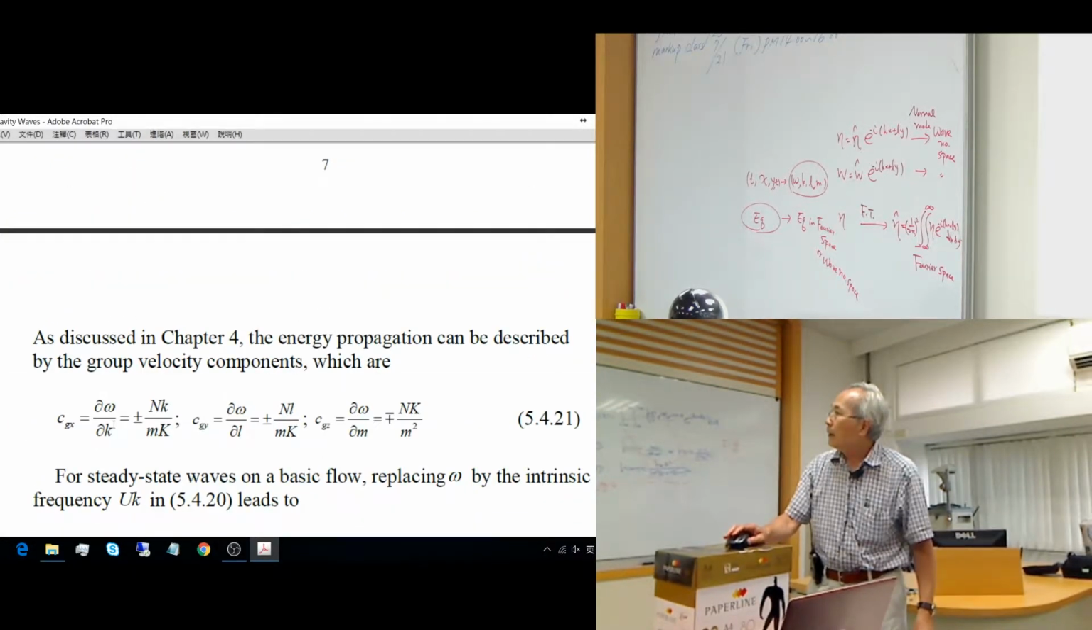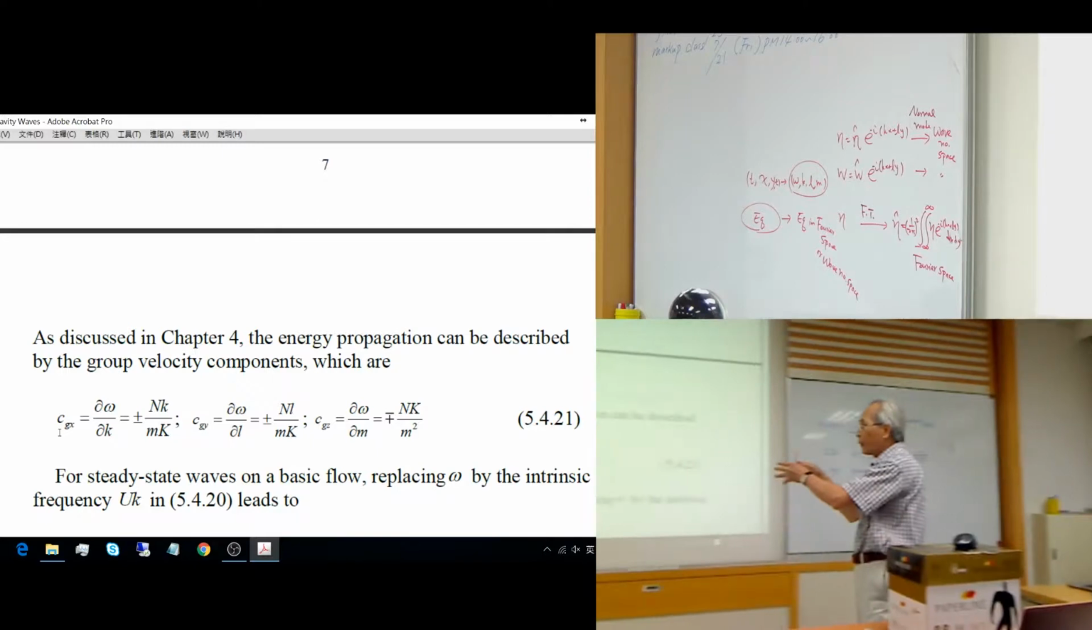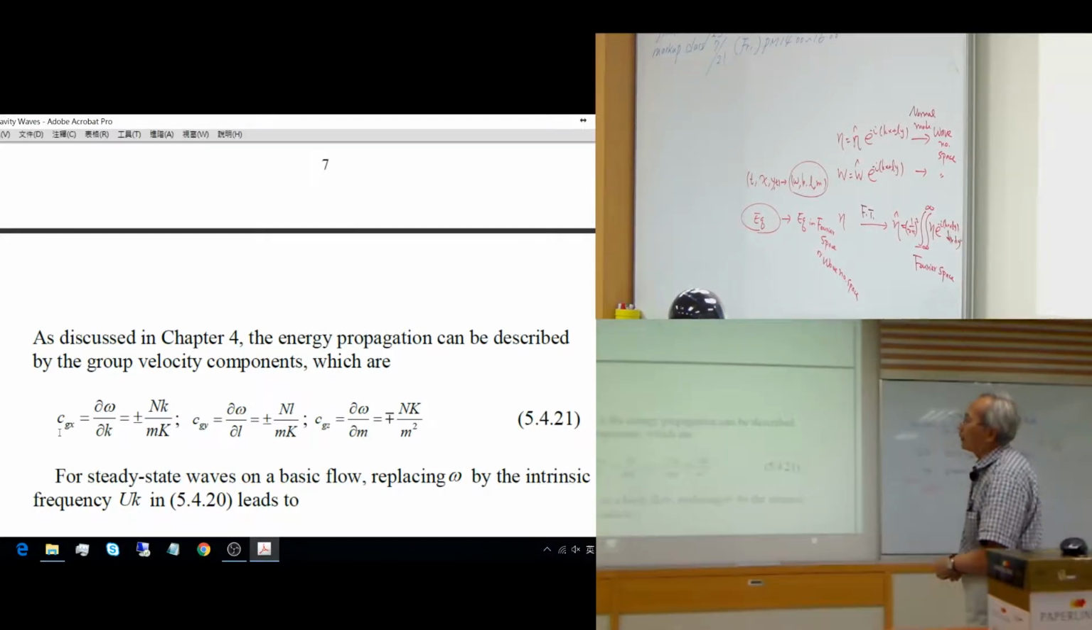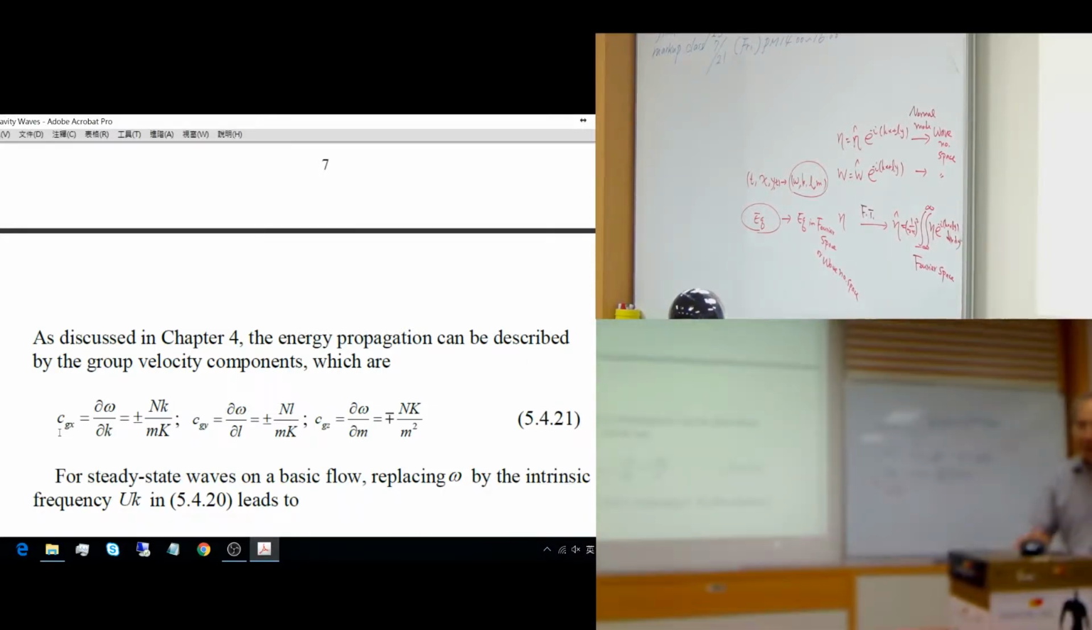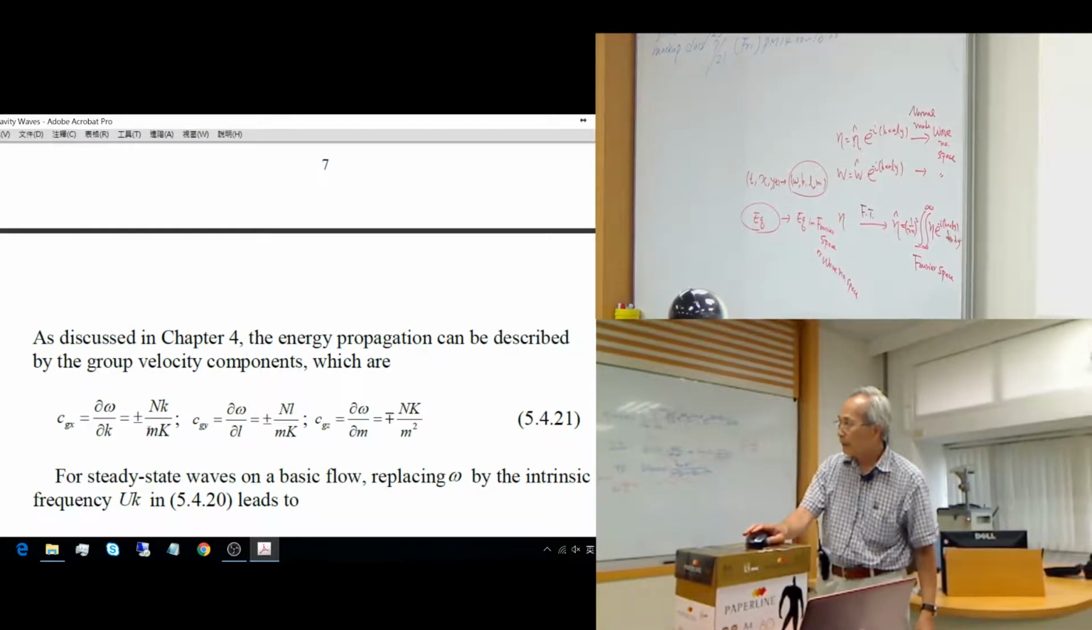Okay, so as we discussed earlier, as long as we can get omega as a function of K, L, and M, then we can take partial omega, partial K to get the group velocity in the X direction, and then in the Y direction, and in the Z direction.